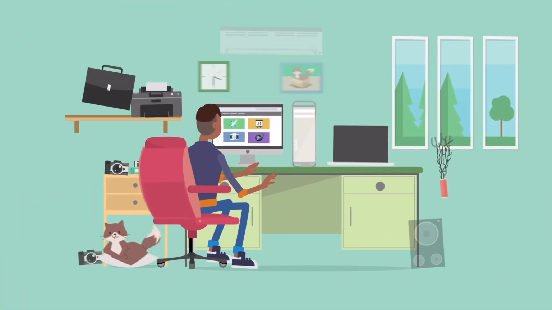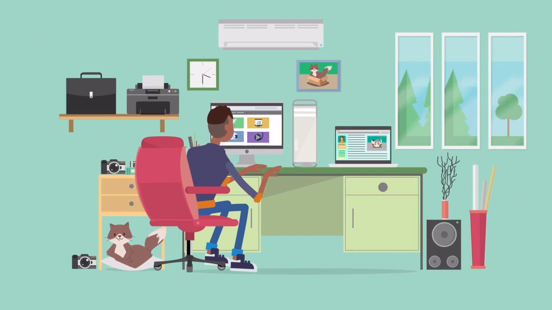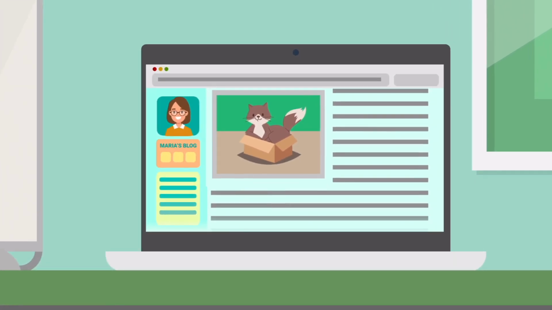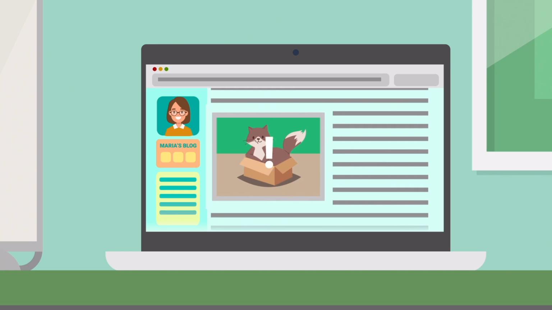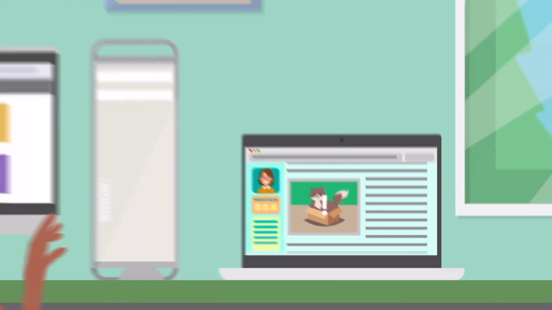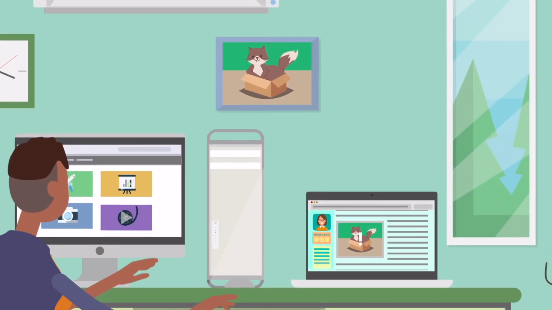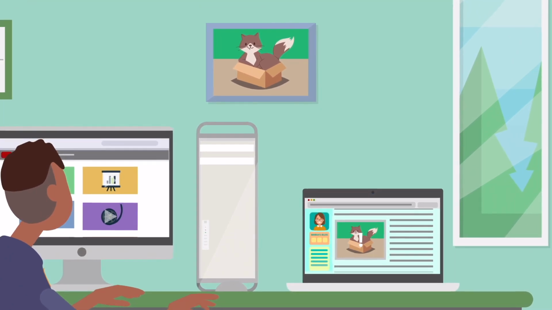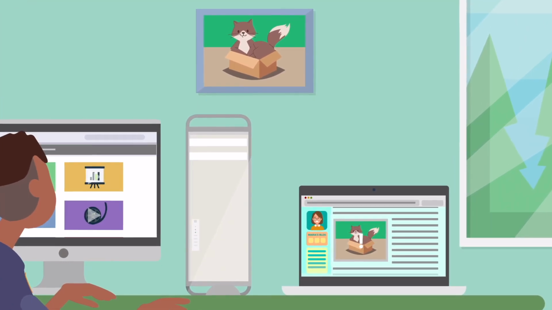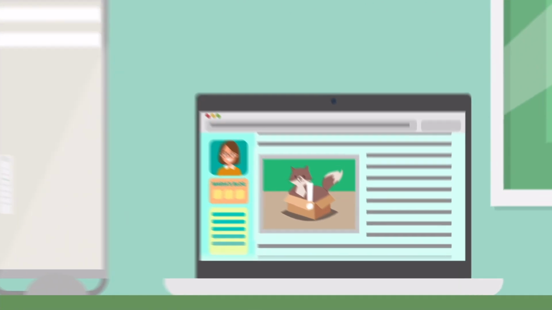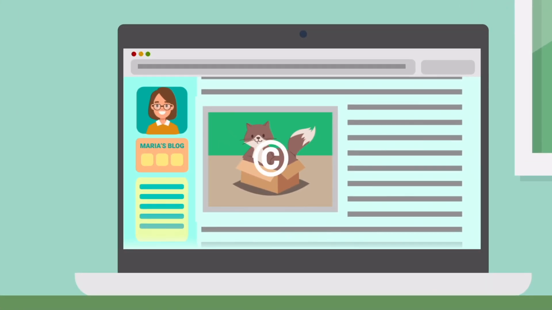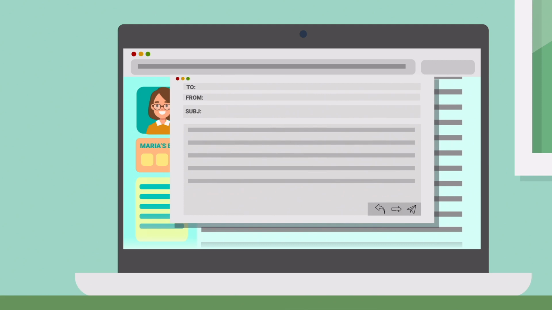Nate is a photographer who makes a living through his photography. While browsing online, he finds that Maria has posted one of his photographs on her blog without his permission. As a copyright owner, Nate has the right to control certain uses of his copyright-protected works, and since he didn't give Maria permission to use his photograph, he believes she is infringing on his copyright.